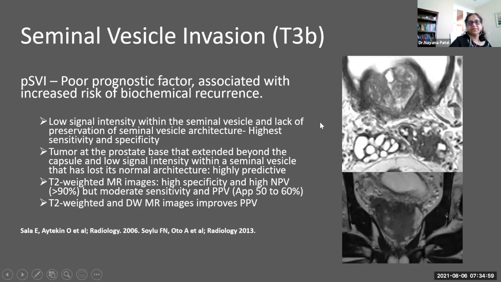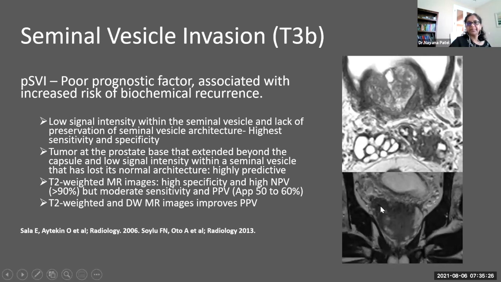MRI can also assess for the seminal vesicle invasion. Pathologic seminal vesicle invasion is a poor prognostic factor associated with increased risk of biochemical recurrence. Seminal vesicle invasion typically appears as low signal intensity within the seminal vesicle and lack of preservation of the seminal vesicle architecture.